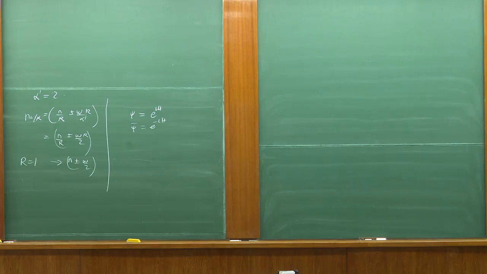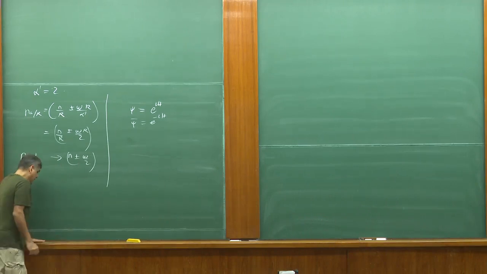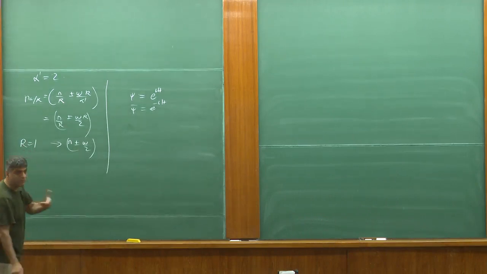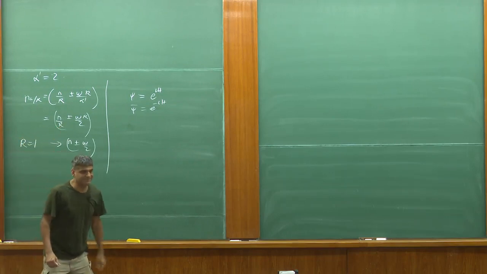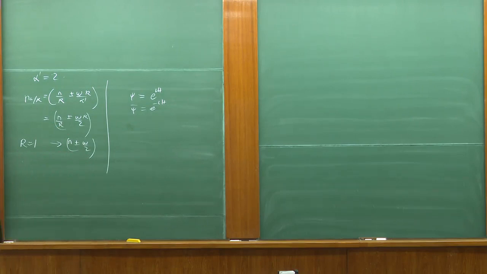For the NS sector, were we putting W equal to 0? No. The NS sector is even momentum, so W needn't be zero, but it has to be even. Okay, good. We got this match, and then at the end of the last class, we started talking about the other sector.